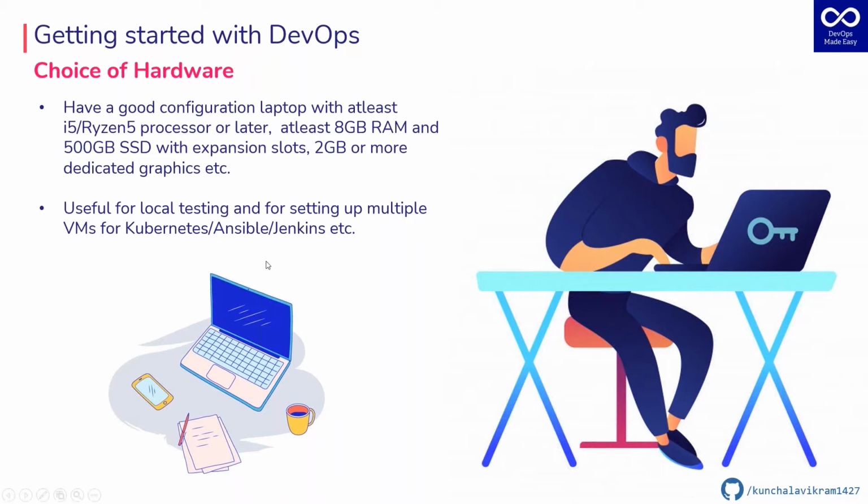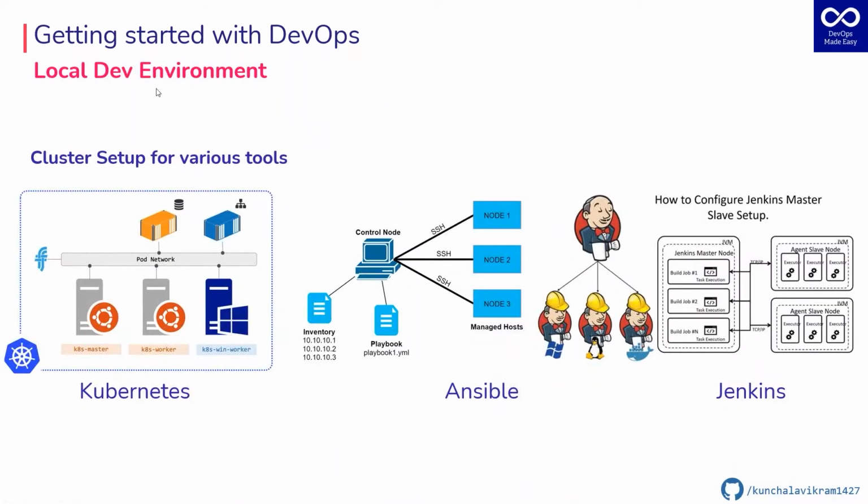So we can have a single machine, and on top of that we can install VirtualBox. Then we can have multiple VMs running on top of VirtualBox. So this serves as an on-prem setup. For Kubernetes we need an on-prem setup. For Ansible, for Jenkins, for everything we need an on-prem setup. So why is a local development environment needed?